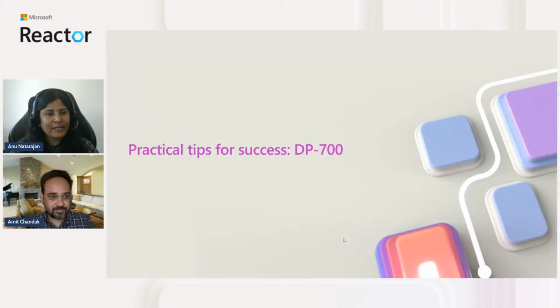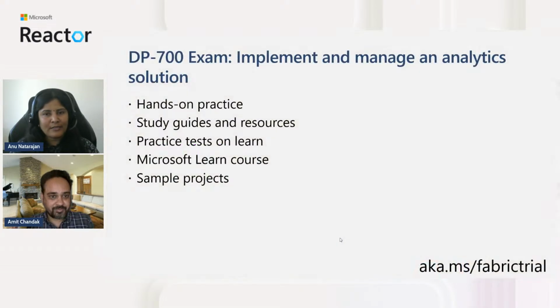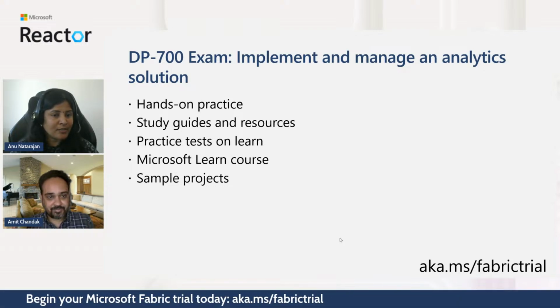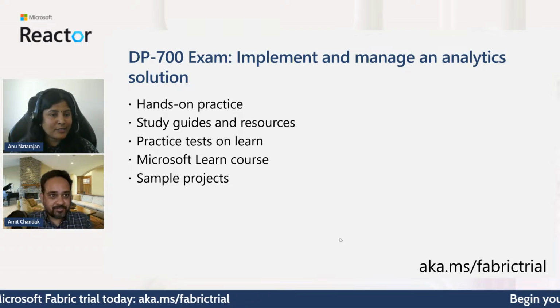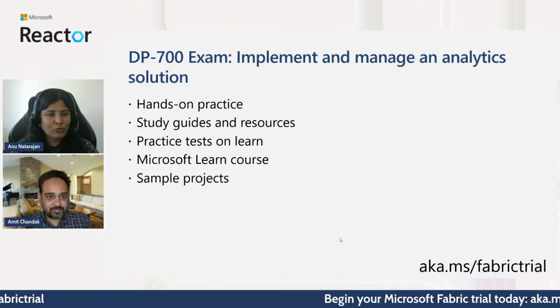So I want to finally come to the last part of this session, which is around some practical tips to succeed with the DP-700 exam. As I said, make sure you sign up for the trial. There are a lot of MS Learn articles that you can use, and you can get hands-on practice by using the trial. Look at the study guide, look at the resources that we have been posting, like the decision guides, and also the study guide tells you exactly which modules you need to use to prepare.